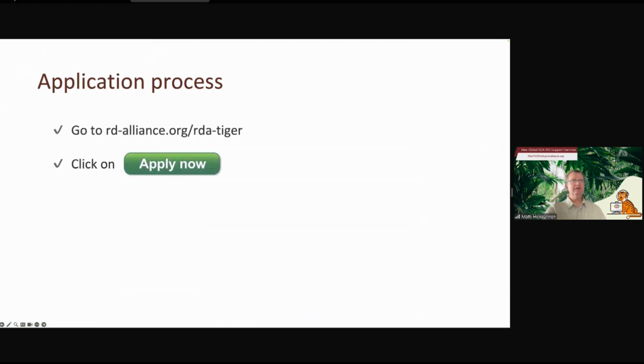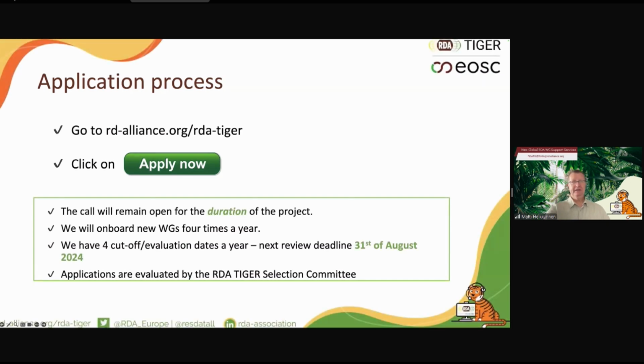The application process is basically simple. You go to the website and click on Apply Now. There's a form that you should fill in, with instructions on where to submit it in detail. The next deadline is the end of August. So if you have a working group in mind, you could, at least in theory, even submit right now and get the support already before the end of the year.